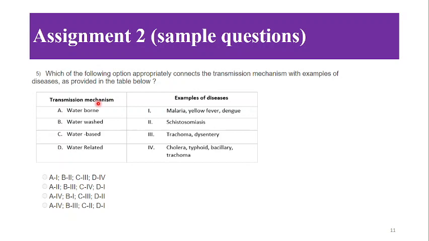Can anybody tell me about the water washed one? Somebody else, please. Cholera, typhoid, bacillary trachoma. No, I'm talking about water washed. It's the third one, trachoma and dysentery. Yes, correct. Water washed is basically because of the lack of sanitary conditions or lack of personal hygiene. So yes, trachoma and dysentery are an example of that. Yes, correct. What can be the example of water based?